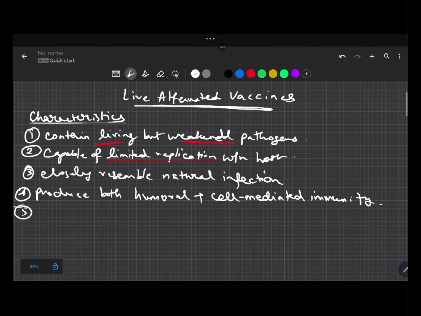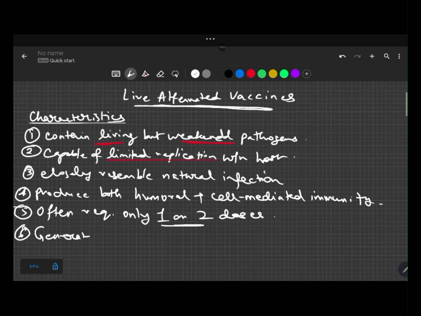Okay, number five, they often require only one or two doses. One or two doses are enough, and they generate long lasting immune memory. So these are some of the characteristics of live attenuated vaccines.